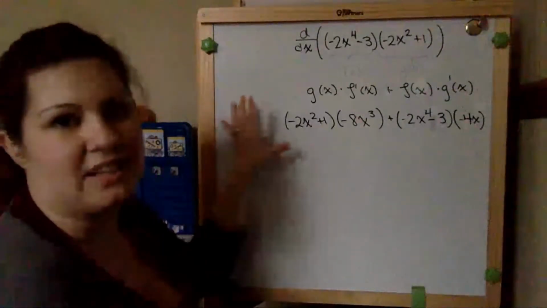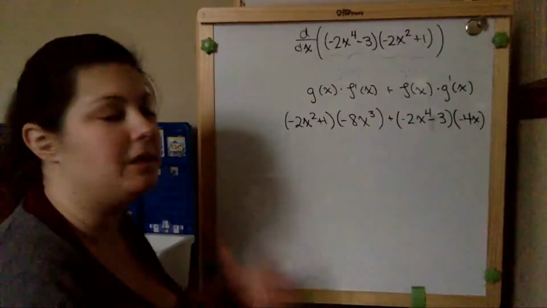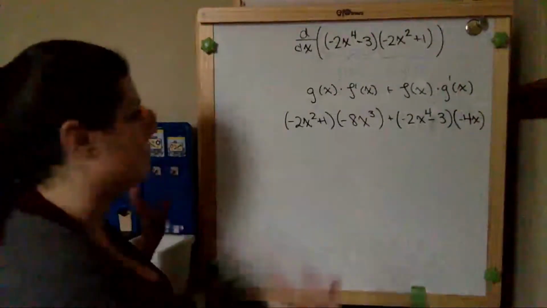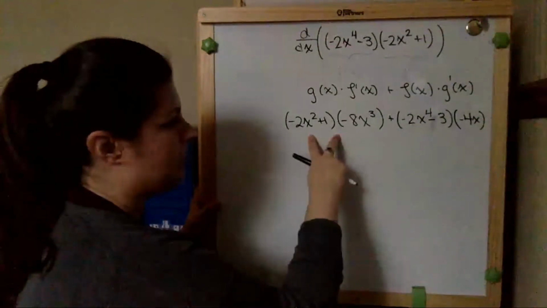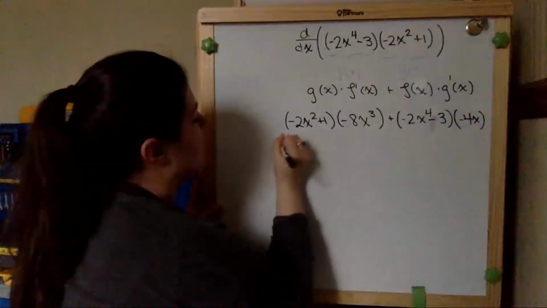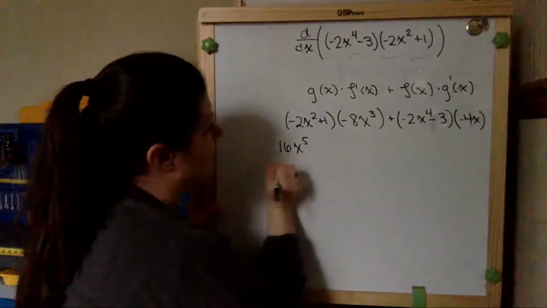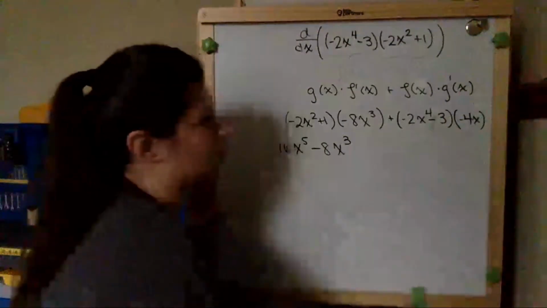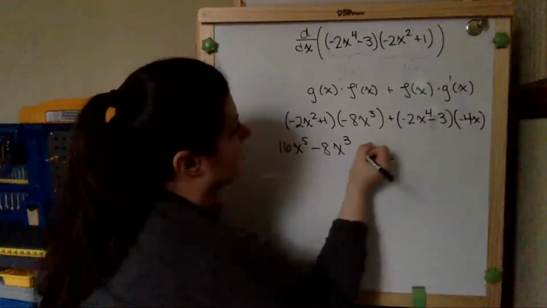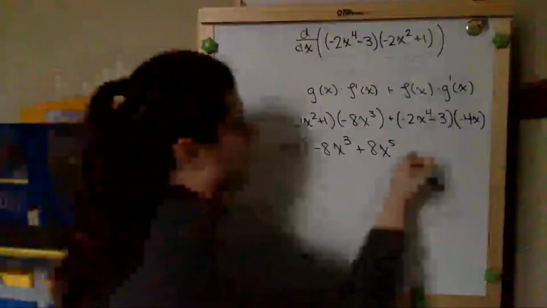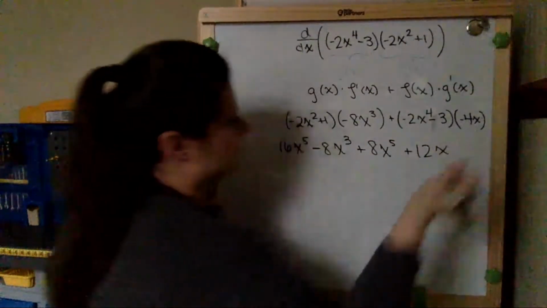Now, I would never leave it like this. We always want to simplify completely, which means distributing and combining like terms. That's always a given. Okay, so I'm going to multiply this. This is just distributing that negative 8x cubed. So I have a 16x to the fifth minus 8x cubed. Here I'm distributing that negative 4x. So I have a positive 8x to the fifth plus 12x.